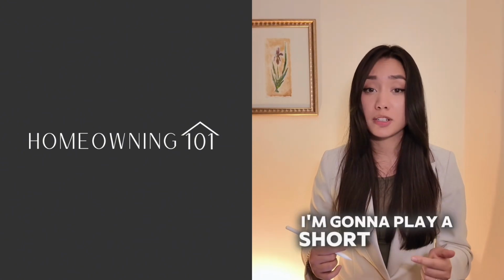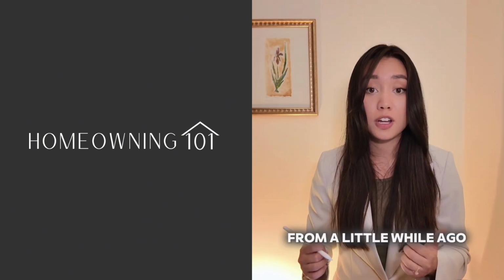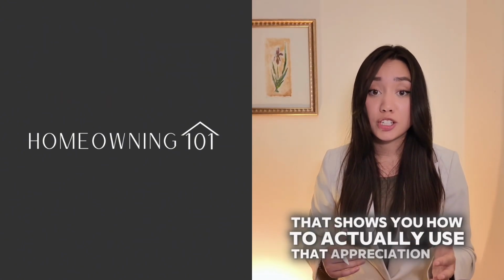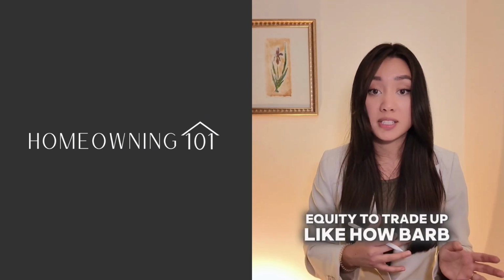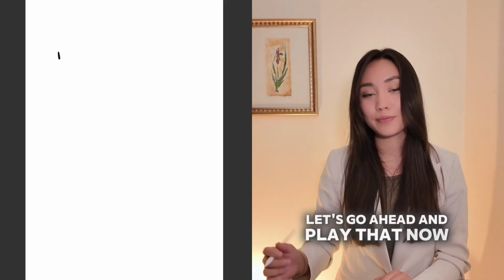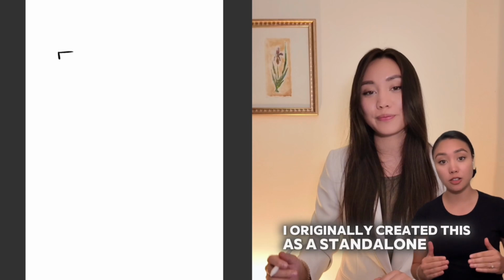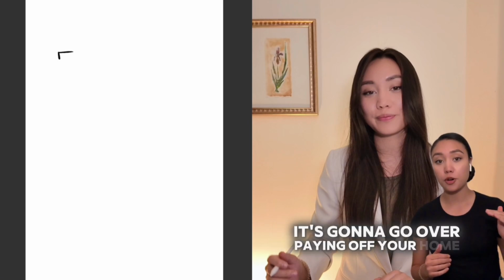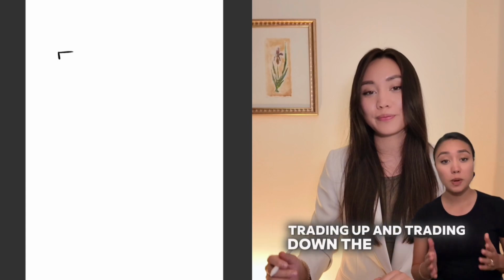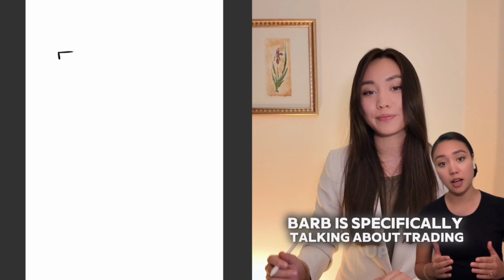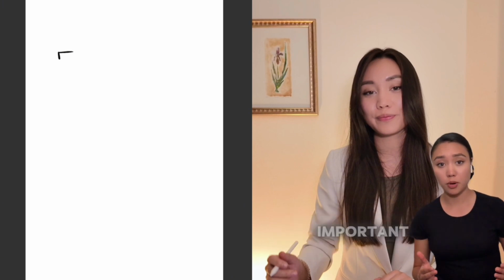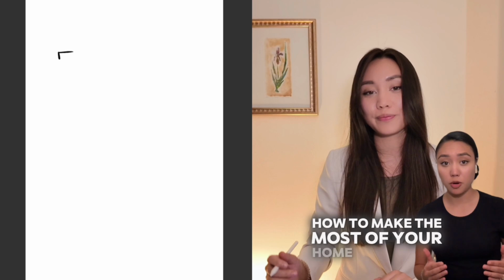But now I'm going to play a short clip of me doing some math from a little while ago that shows you how to actually use that appreciation and equity to trade up like how Barb is describing. So let's go ahead and play that now. For context, I originally created this as a standalone post. It's going to go over paying off your home, trading up, and trading down. For relevance, Barb is specifically talking about trading up, but all three of these topics are really important to understanding how to make the most of your home investment.